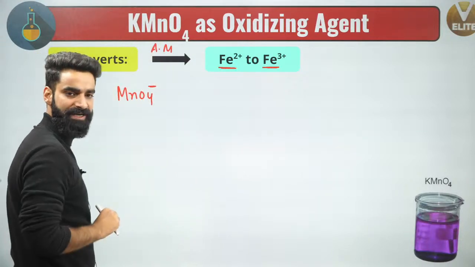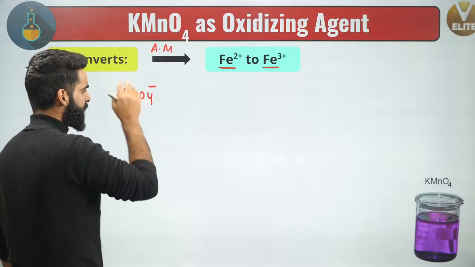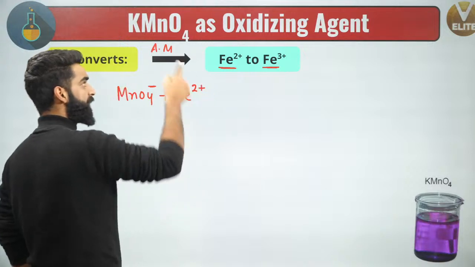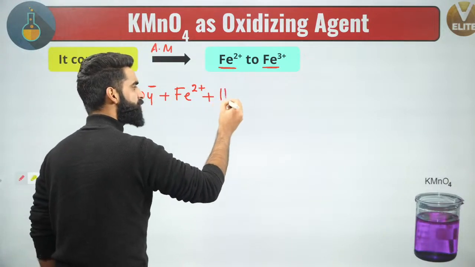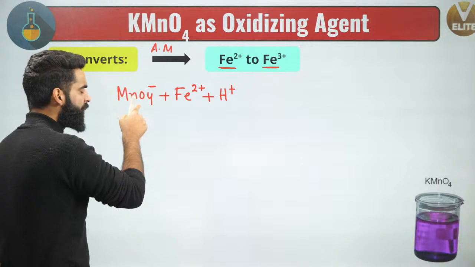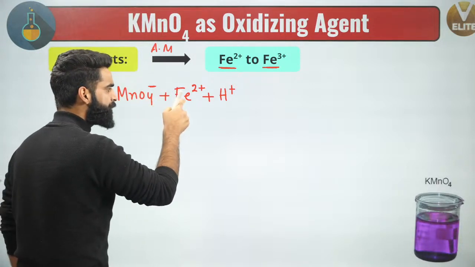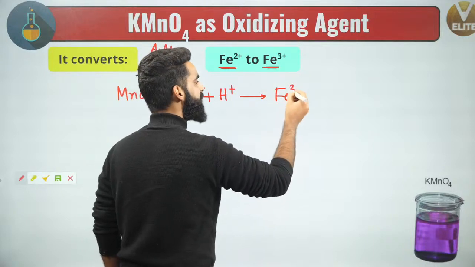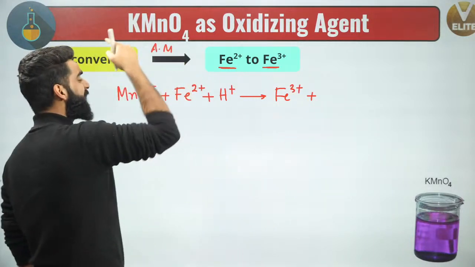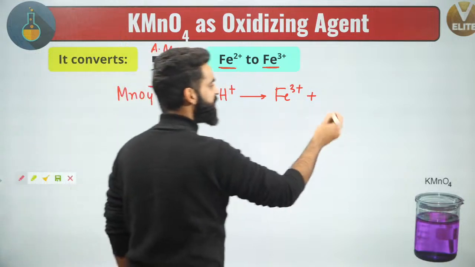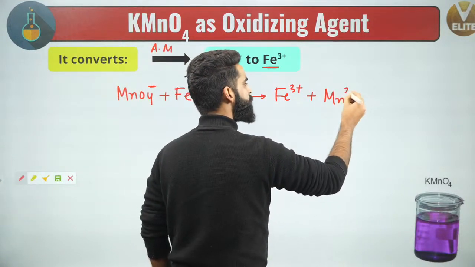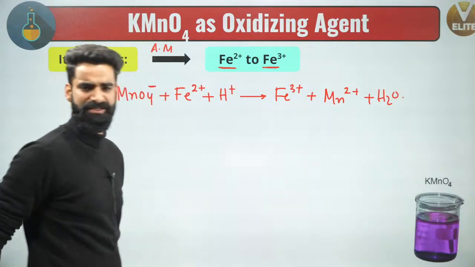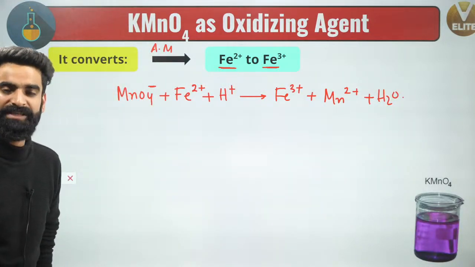Yes, how will I be writing the reaction? Understand. MnO4 negative converts Fe dipositive. In which medium? Acidic medium. This H positive represents acidic medium. Yes, MnO4 negative converts Fe dipositive in acidic medium into Fe tripositive. Yes, and we already know itself this MnO4 negative in acidic medium gets converted to Mn dipositive, and with this I'll write some water as well over here. This is the complete reaction. Yes. So was there anything to remember?